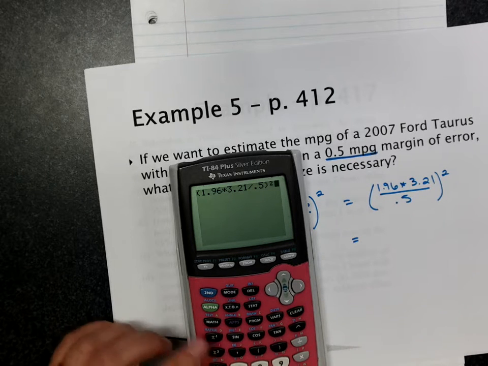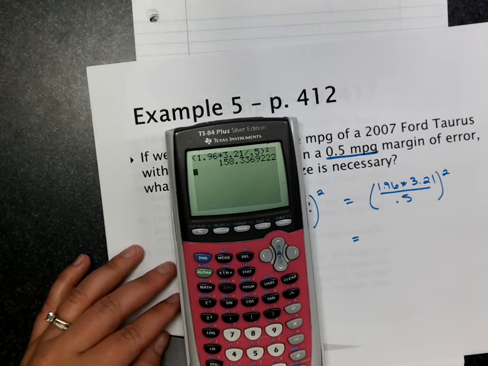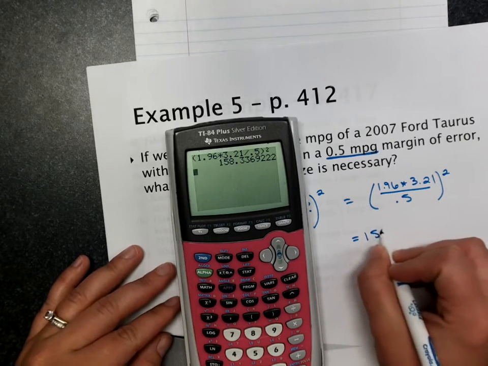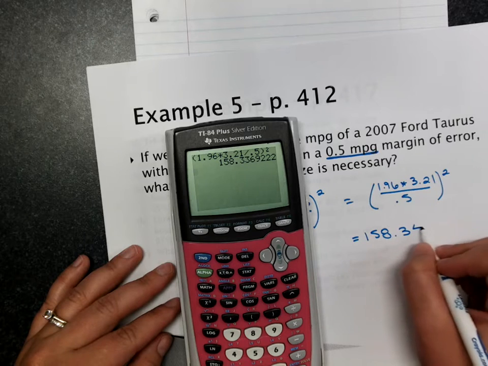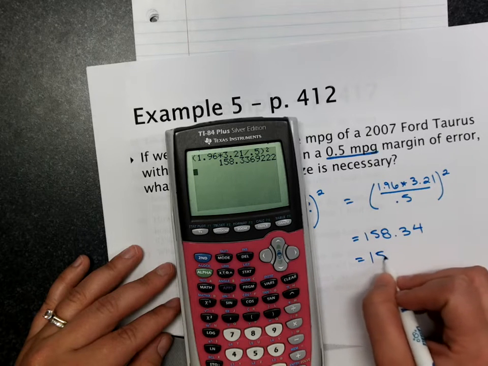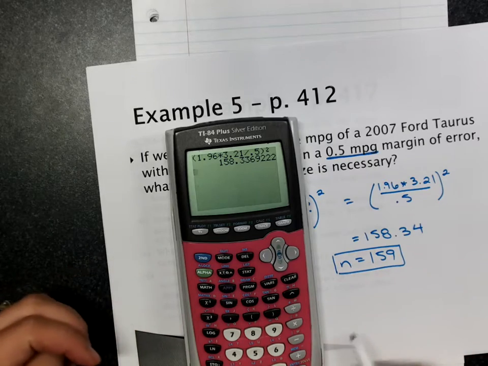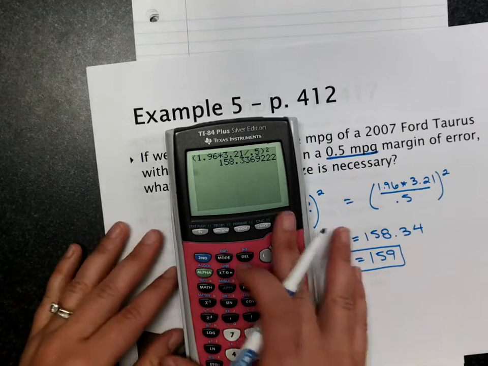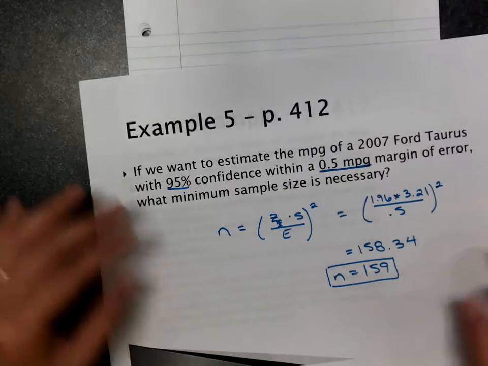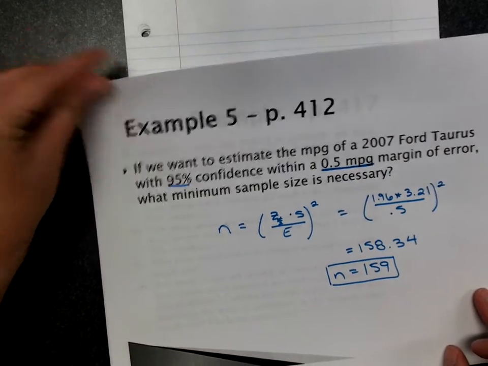And the calculator knows the order of operations, so you can just type it in. It spits out 158.34, and remember we need to round that always to the next biggest integer, which in this situation will be 159. So very similar, plug and go, not too bad.